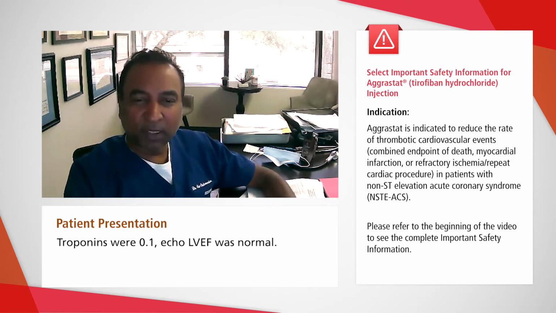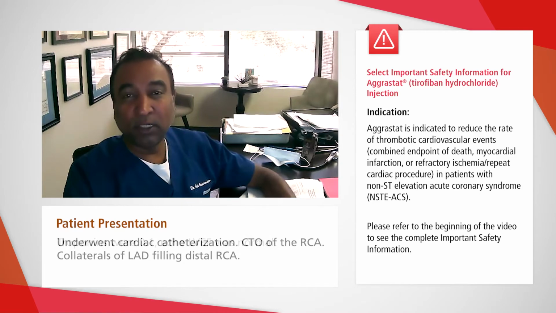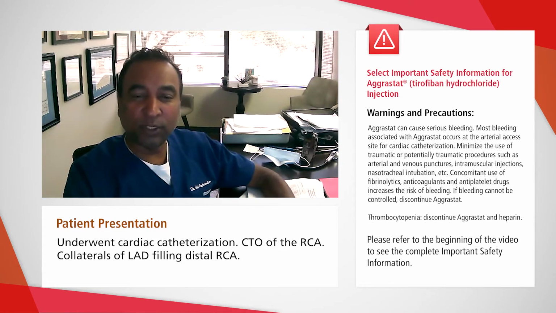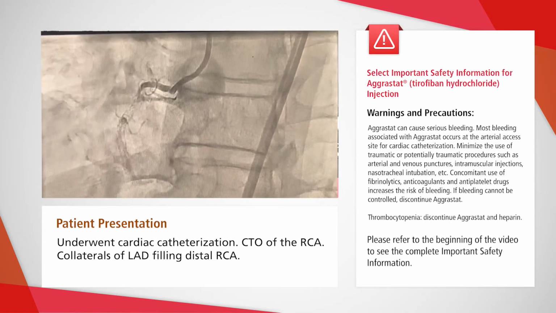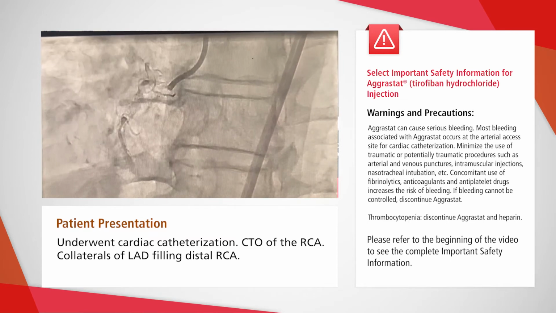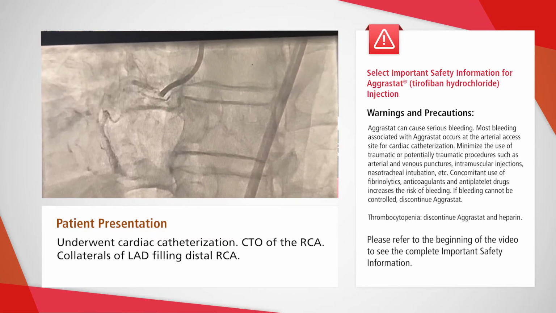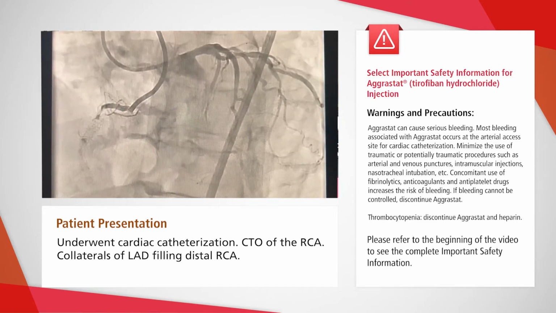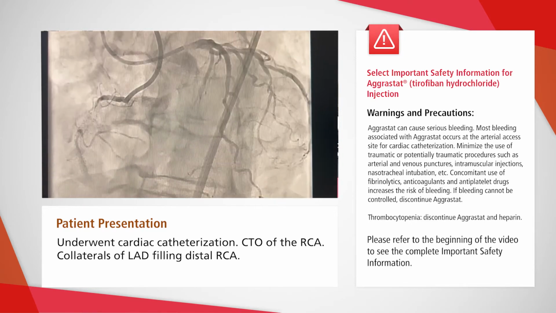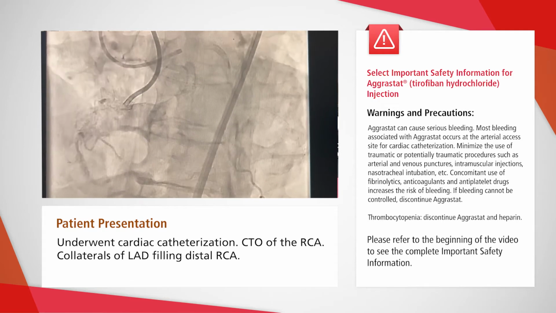Given his chest pain and very mildly elevated troponin, he did undergo a cardiac catheterization that demonstrated a chronic total occlusion of the right coronary artery with occlusive chronic in-stent restenosis of the right coronary artery. There were collaterals from the LAD filling the distal RCA.